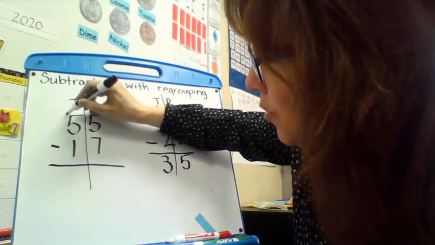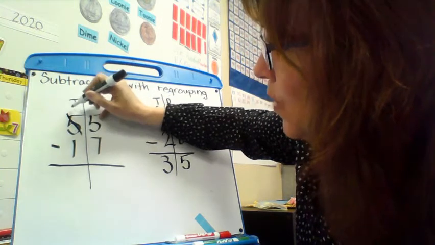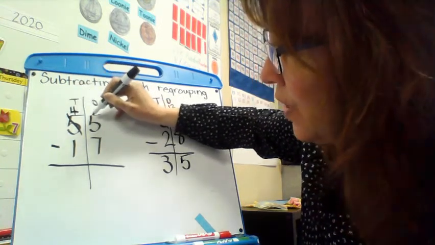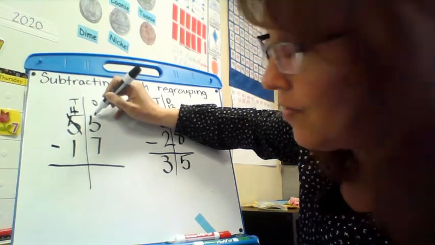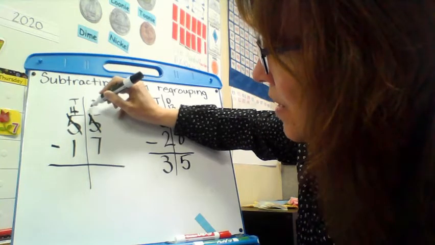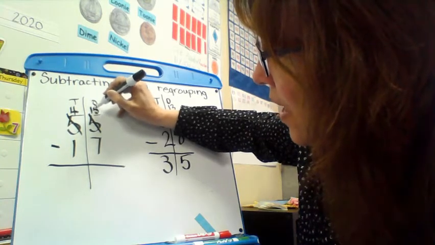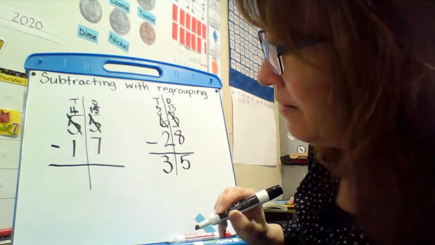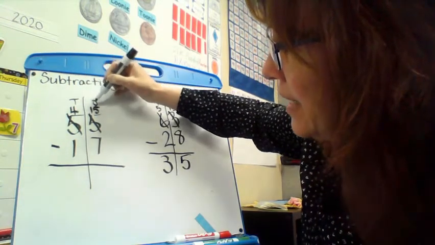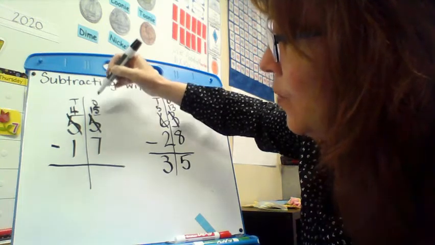Let's borrow a group of 10 from this 5. We now have 4 groups of 10 because we're going to bring 1 group of 10 over and put it with the 5. If I have 5 and I add 10 more, I'm going to show it here. I now have 15. I've taken 1 group of 10, reorganized it or regrouped it here into the 1s place.